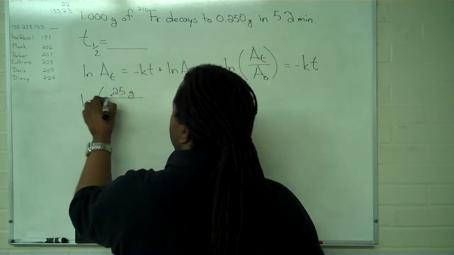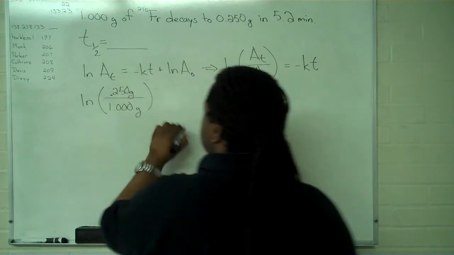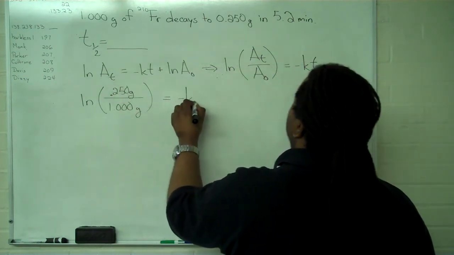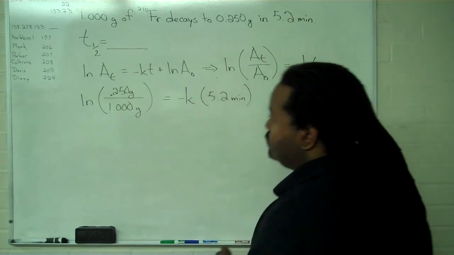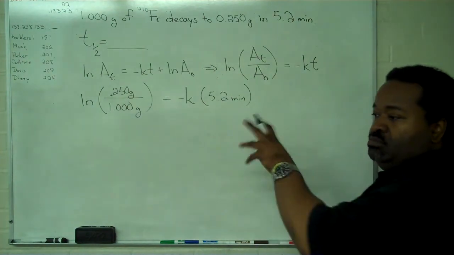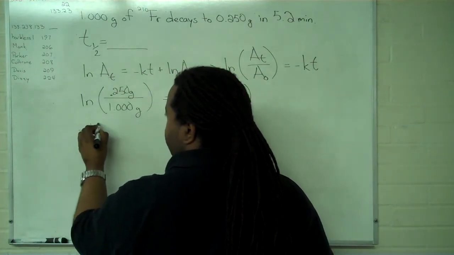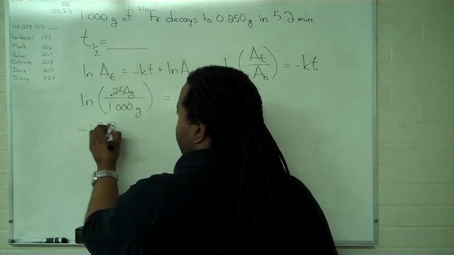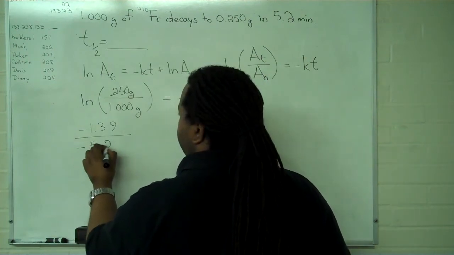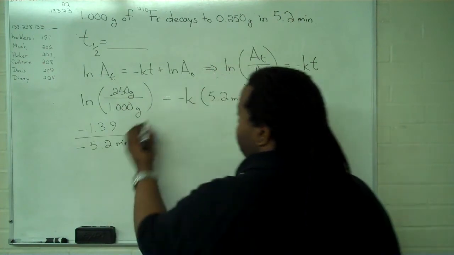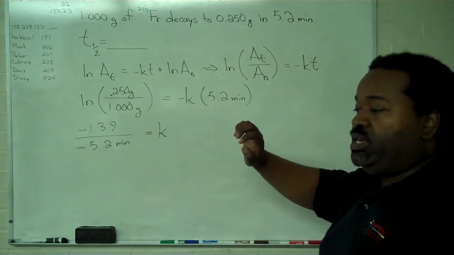So our final amount was 0.25 grams, and our initial amount was 1 gram. And this decay process took 5.2 minutes. So we can simplify this and divide, and what we find for k is that we have minus 1.39 for our natural log, divided by 5.2 minutes. Now I've taken the liberty of moving the negative, and so that's going to give us a value for our rate constant.